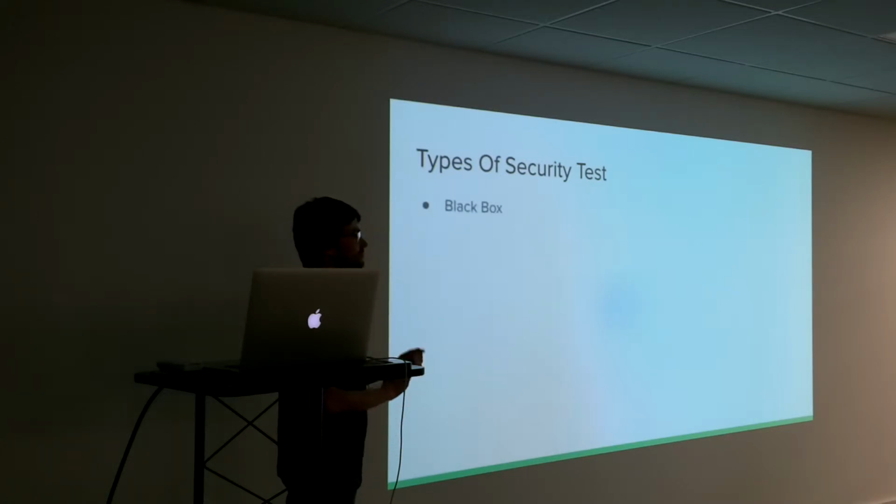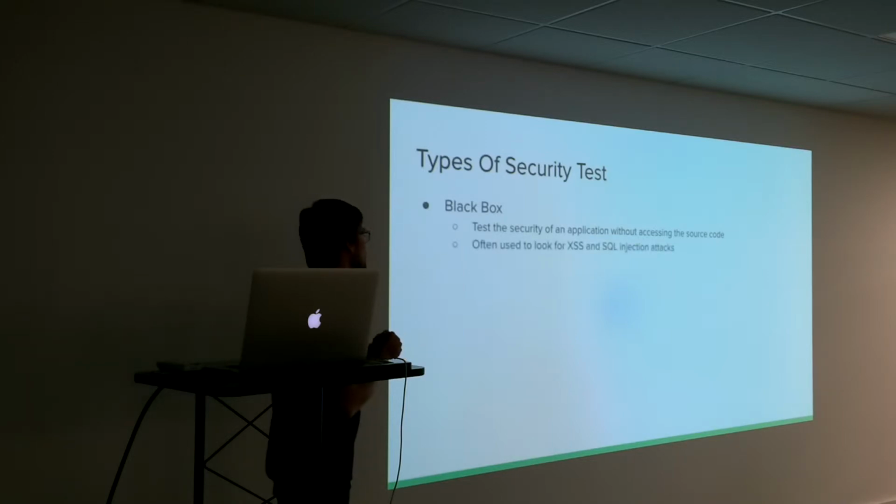So there are two main types of security tests you can run. Black box security testing is where the test has no access to your code. It's simply looking at the server or the version of your application and trying to find vulnerabilities. Black box testing can often find cross-site scripting issues and SQL injections by running known attacks against your server.